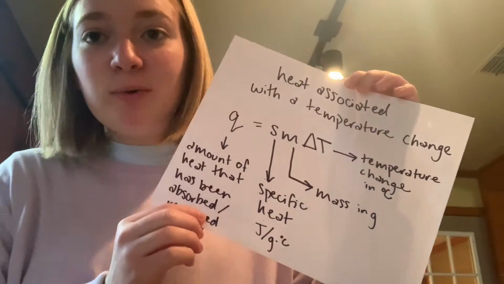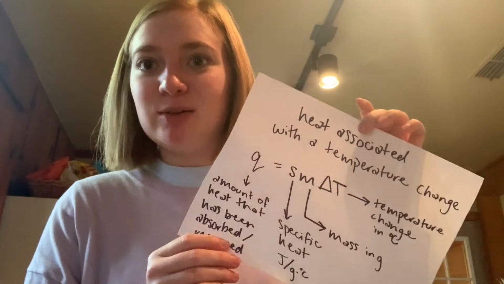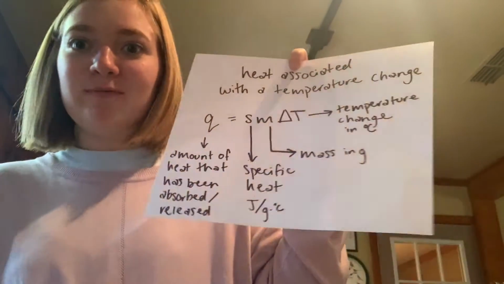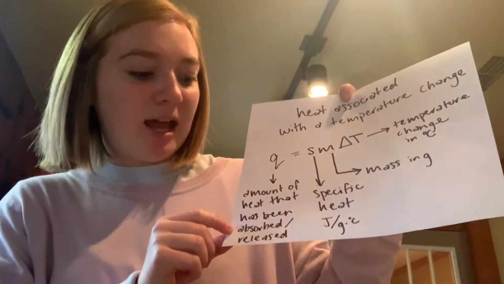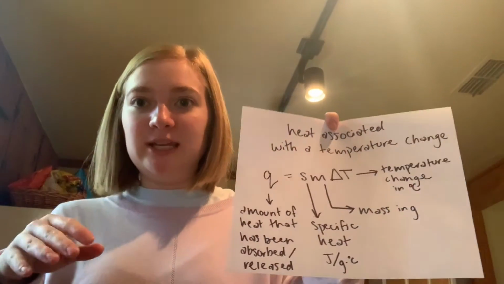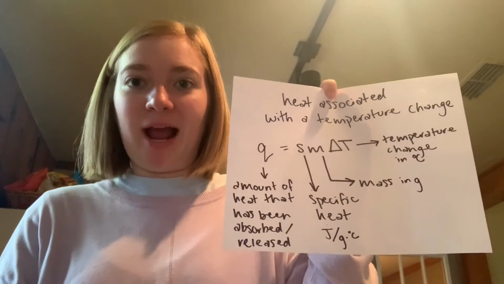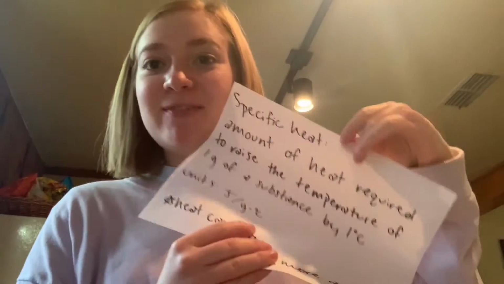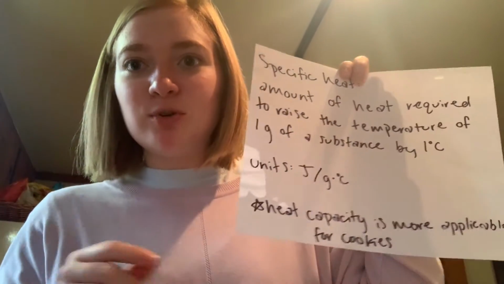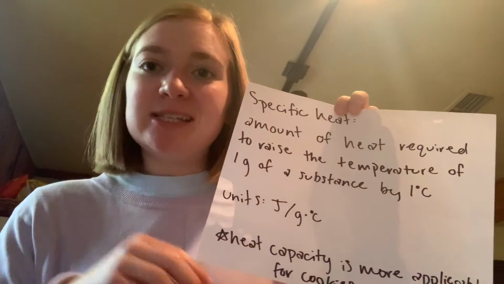So the equation we're going to be looking at today in relation to our cookie baking is this one. It's Q equals SM delta T. And so I'm going to break that down a little bit because that can be a little confusing. So Q is the amount of heat that is absorbed or released by the chemical reaction. And then S is the specific heat. Specific heat is the amount of heat energy required to raise 1 gram of a substance by 1 degree Celsius.